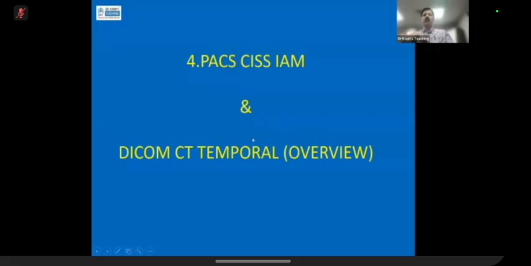Now, with this background, we are going to conclude the anatomy by seeing a CISS IAM and then a DICOM of the temporal bone. We will repeat a few things, and this will consolidate everything. So let's go for a CISS axial sequence of the IAM.